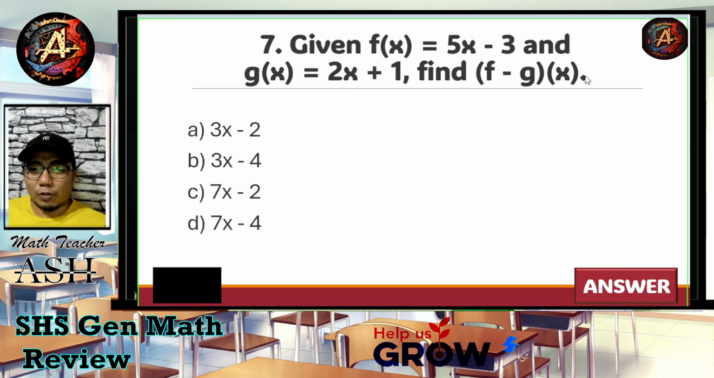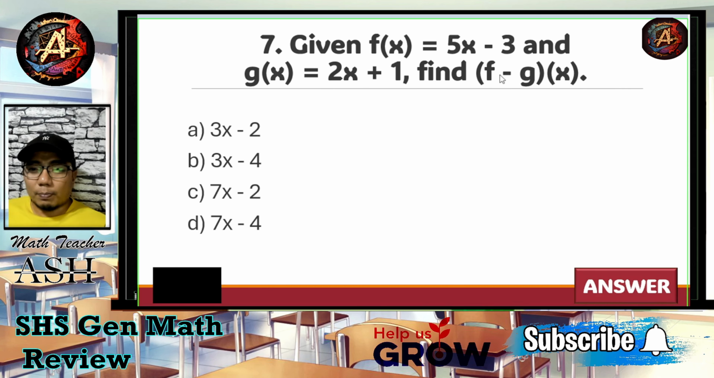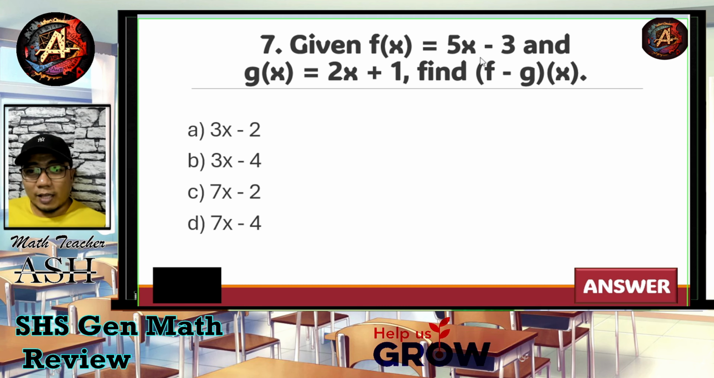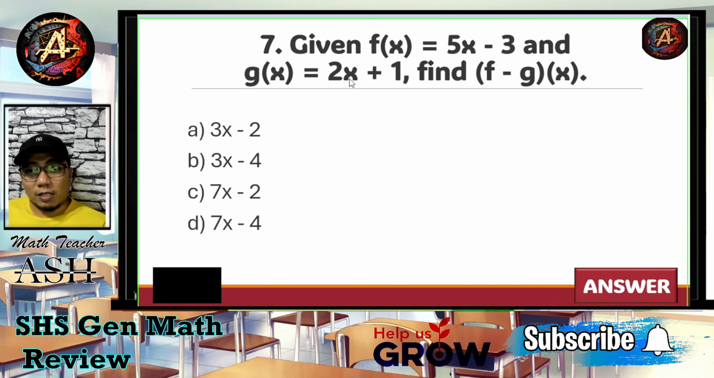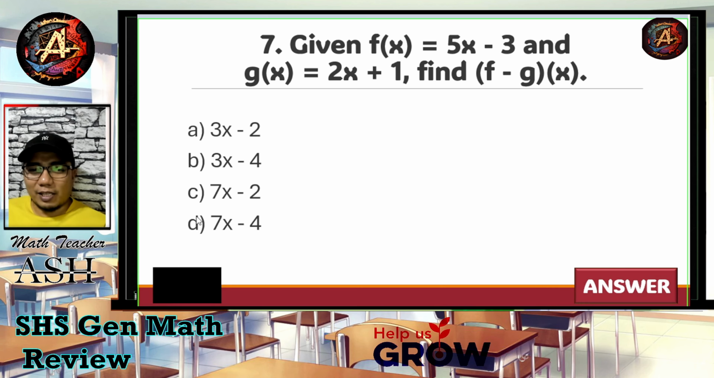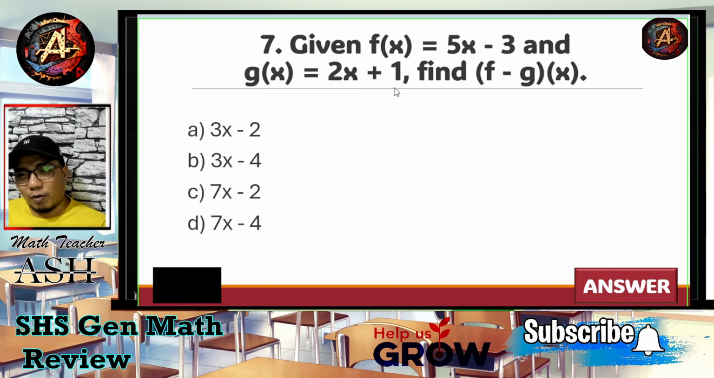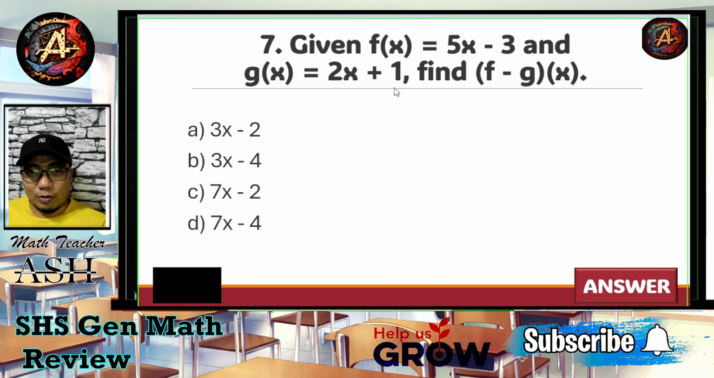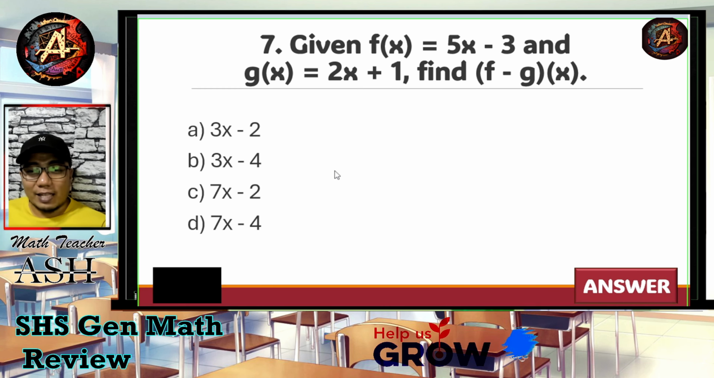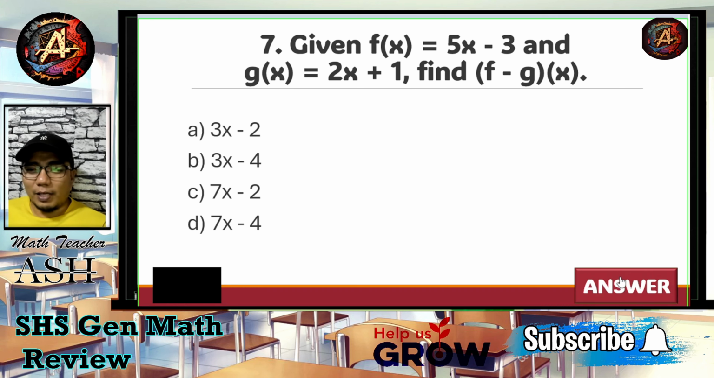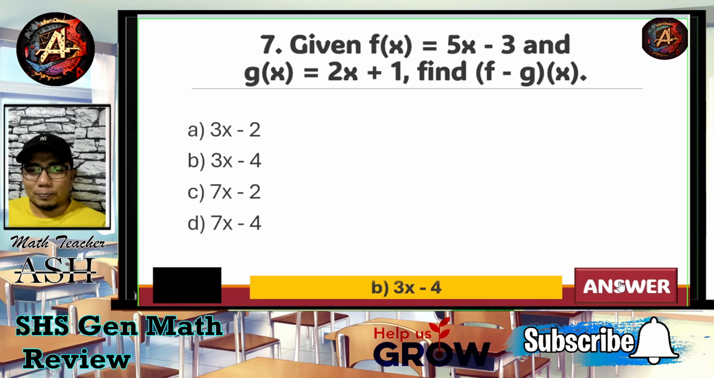Okay, my dear math learners, so as you can see here, we will now be subtracting f of x to the g of x. So, automatically, you can subtract them. So, 5x minus 2x, that would be positive 3x. So, letter C and letter D is already wrong. So, you only have A and B. Now, negative 3 minus positive 1, that would give you, very good, negative 4. So, the correct answer for this question is letter B. Let's check whether we are correct.